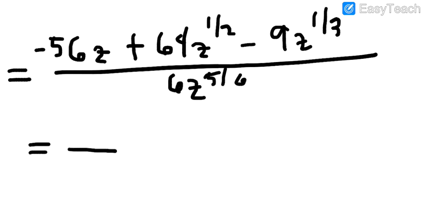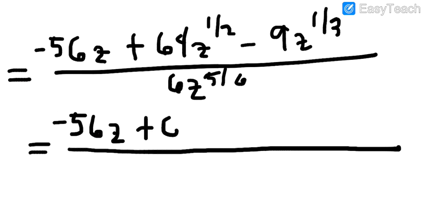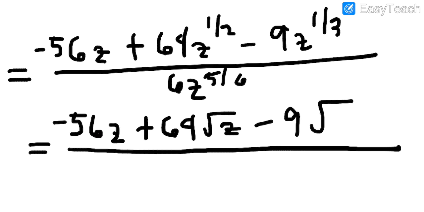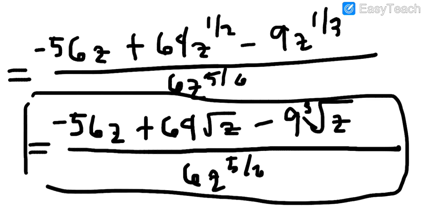Now let's go and return it to the original root form. So we have negative 56z plus 64z raised to 1/2, or 64 square root of z, minus 9z raised to 1/3, or 9 cube root of z, all over 6z raised to 5 over 6. Now this will be your final answer.